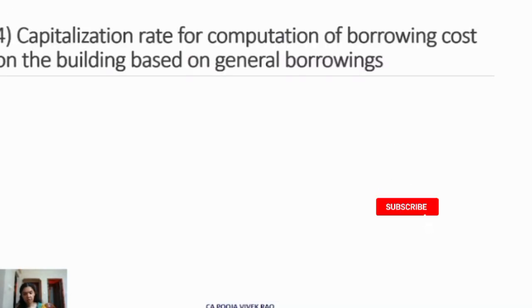So this question is based on the issue number 3 given in the question. Capitalization rate for computation of borrowing cost on the building based on general borrowings is computed as follows. First step is to identify the Ind AS. Ind AS 23 is applicable here, that is borrowing cost. This Ind AS applies because A Limited is capitalizing interest cost incurred on borrowing used for constructing a qualifying asset, that is the building. So first step is identify general borrowings and interest rate.